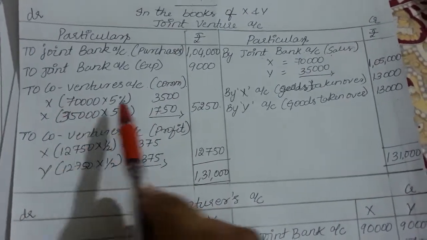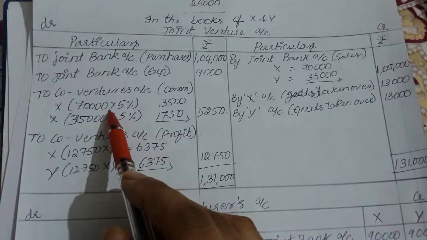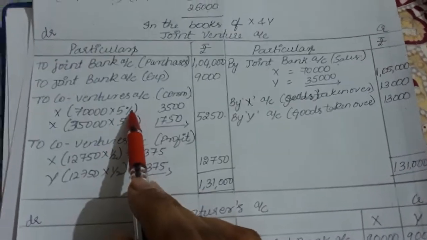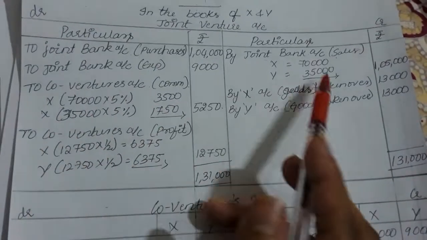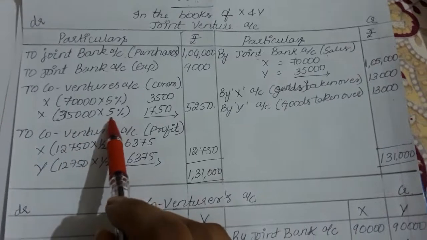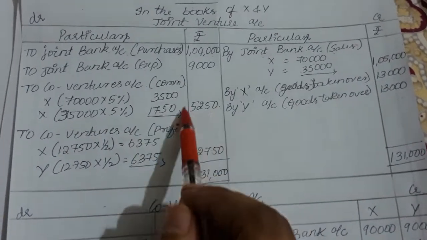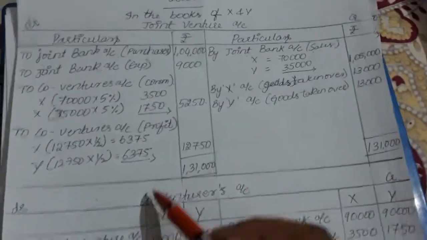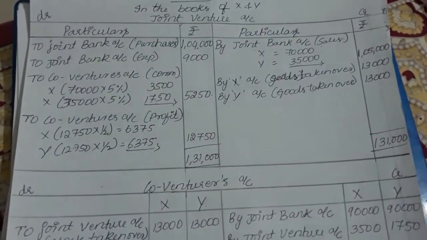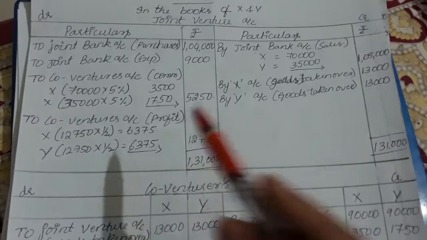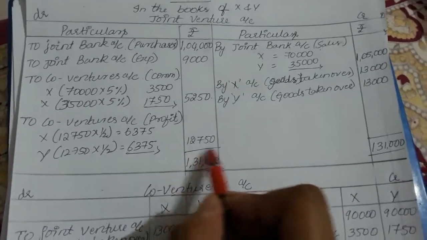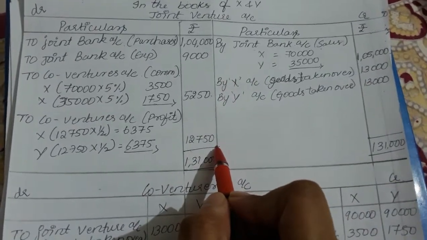account. For X, how much is their sale? 70,000 multiplied by what percent commission? 5%, 3,500. And Y's sale? 35,000 multiplied by 5%, 1,750. Totally 5,250 is the commission payable. Now we are supposed to see if it is a profit or loss on consignment. As usual, it is a profit on consignment. 12,750 is the profit on consignment.